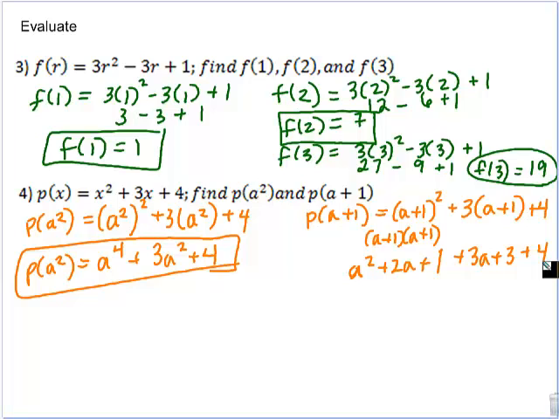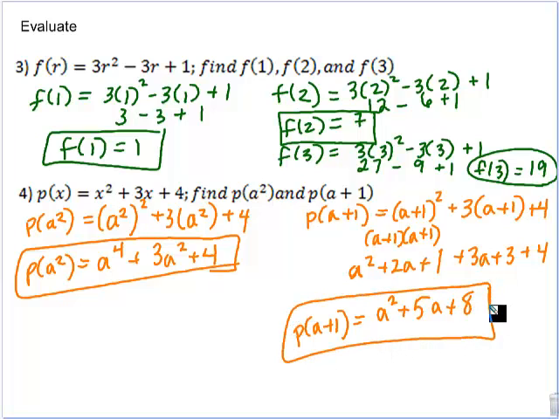Yep. Now just combine all your like terms together. So here we have p of a plus 1 should equal, yep, a squared plus, yep, 5a plus 8. Good. Like I said, that's all stuff we did at the start of the year as well. We did those types of problems, so it is coming back and revisiting it.